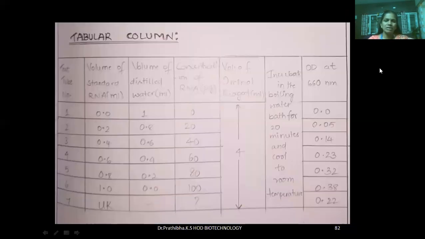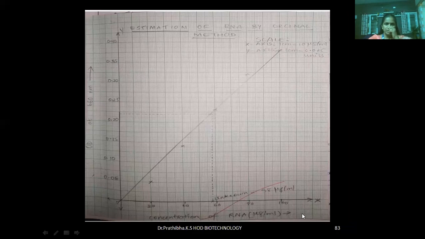graph. Now let us go through the tabular column, the example of a tabular column. I got the OD like this: 0.00, 0.05, 0.14, 0.23, 0.32, 0.38, and the unknown sample is 0.22. Okay, 0.22 I've got here. Now let us go through the graphical representation. Here the graphical representation is of estimation of RNA by Orcinol method.